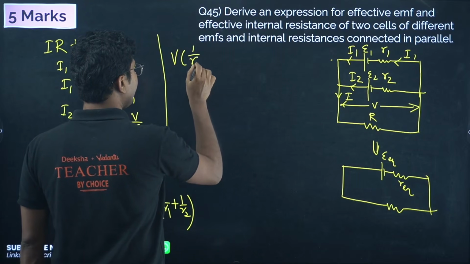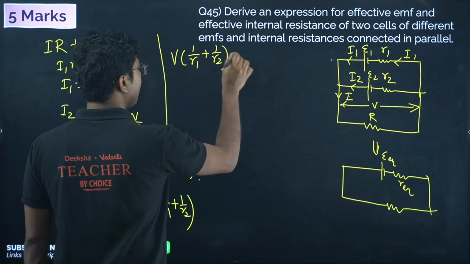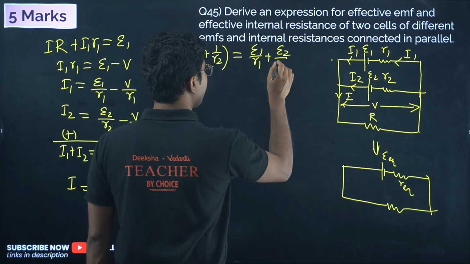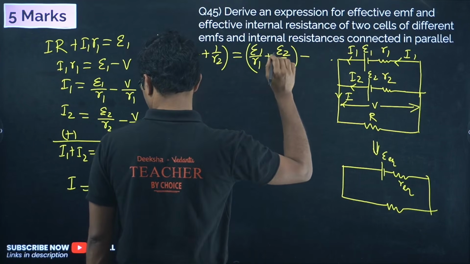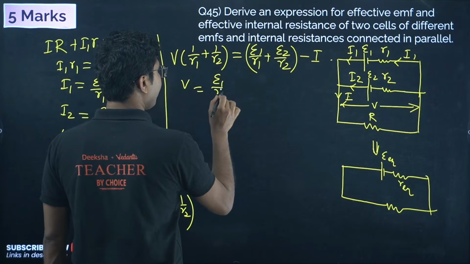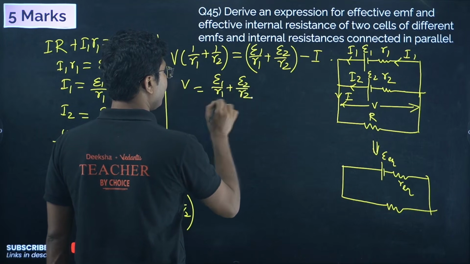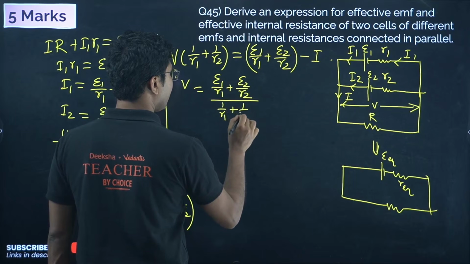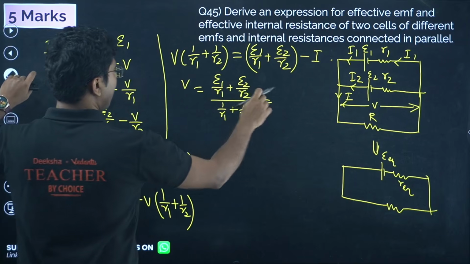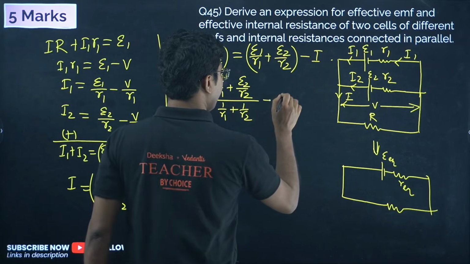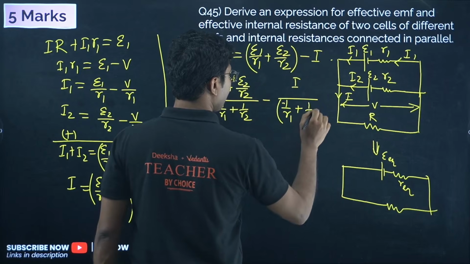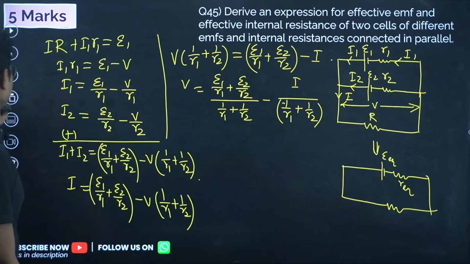V into (1 by R1 plus 1 by R2) equals epsilon 1 by R1 plus epsilon 2 by R2 minus I. Okay, now divide it, you get V equals (epsilon 1 by R1 plus epsilon 2 by R2) divided by (1 by R1 plus 1 by R2) minus I divided by (1 by R1 plus 1 by R2). Okay, so this is the voltage across the battery combination.